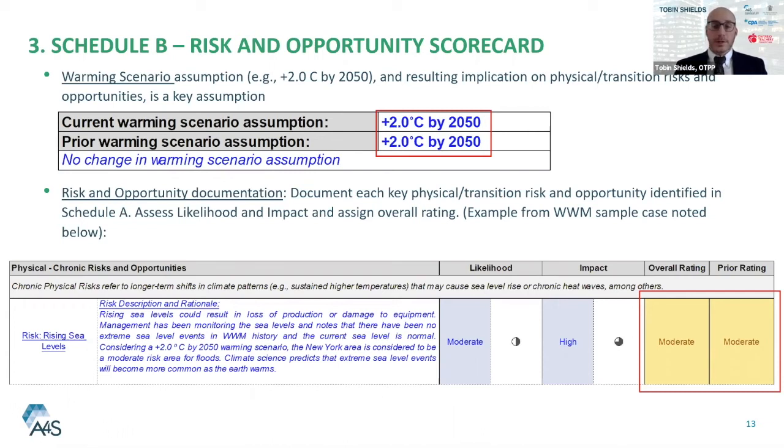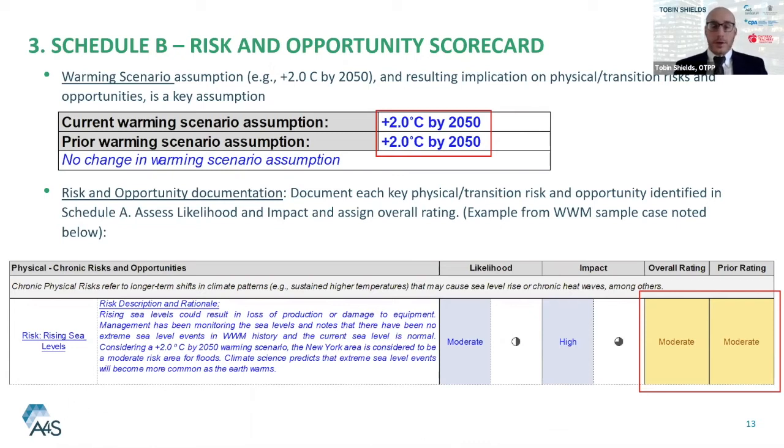It's also important to consider whether the warming scenario assumption has changed over time, or if the implications of the current warming scenario have changed. As there's currently no unanimously accepted warming assumption, for example, some climate science data forecast temperature rises anywhere from 1.5 degrees to 4 degrees or more. So each organization may have their own views on the warming scenario and the related implications, leading to a lack of consistency.